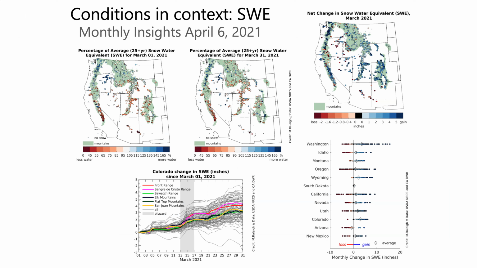Interesting events like the polar vortex or a blizzard occurred in parts of the country. On the bottom left, we show a blizzard that occurred along the Front Range in Colorado in March that was in the top 5 on record for Denver snow totals.